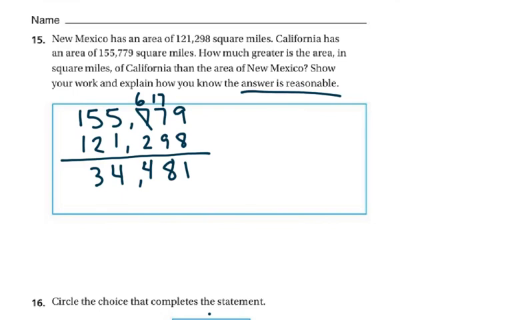I could say that 155,000 is close to 160,000, and 121,000 is close to 120,000, and 160 minus 120. So if I did 160 minus 120, it's around 40-ish thousand, and 34,481 is really close to that. So I know that it is in fact reasonable.